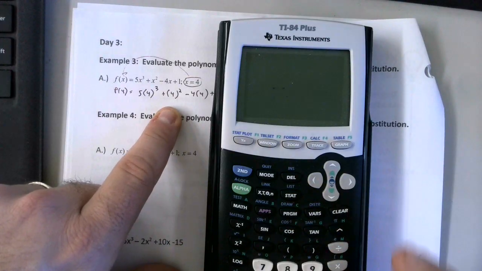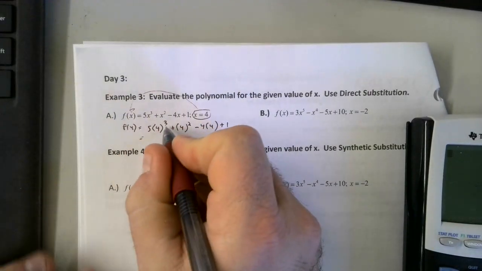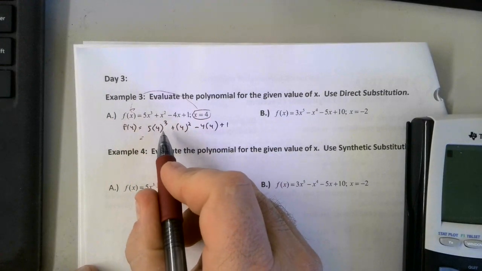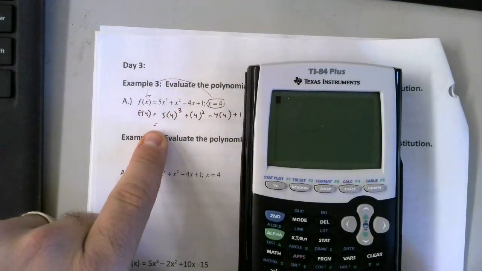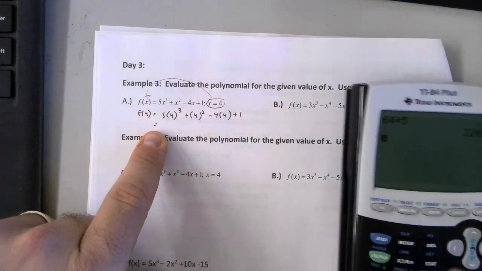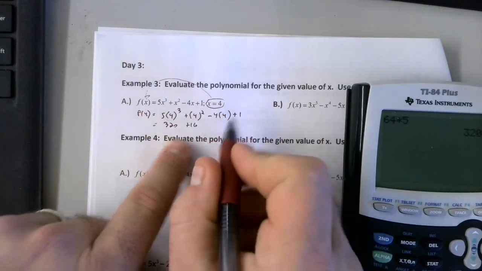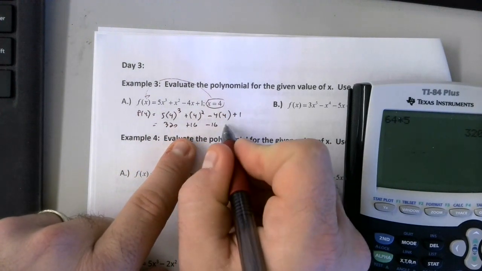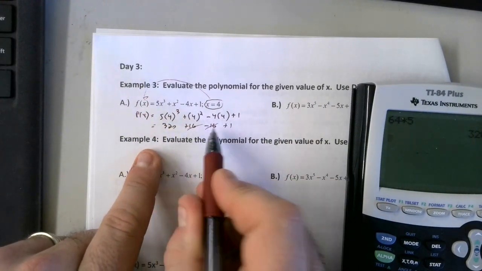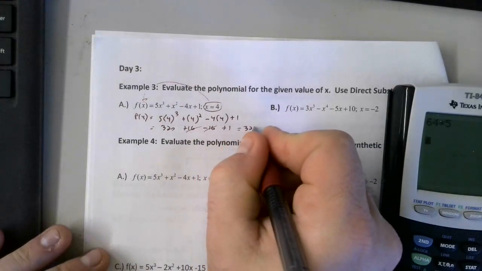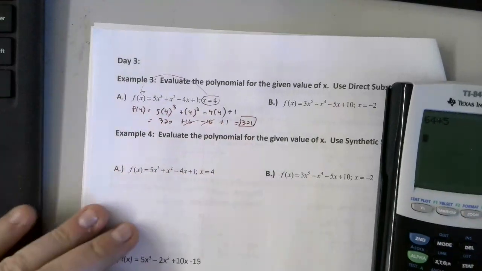So notice I'm getting, oh, mine cancel. But anyways, another way to think of this is just get 4 cubed, do the exponents first. So 4 cubed, 4 times 4 times 4, which is 64 times 5 out front. So that's 320. So you always do PEMDAS, right? So 4 squared is 16. Negative 4 times 4 is negative 16 plus 1. So we can add across. Notice these two cancel and you get 321. So what that means is when x is 4, y is 321.